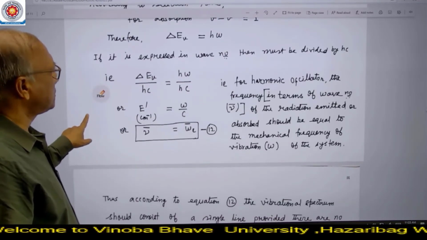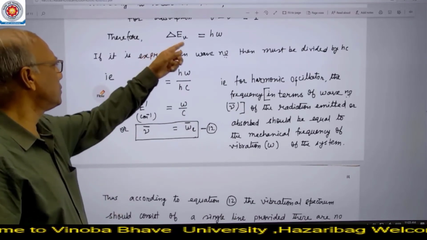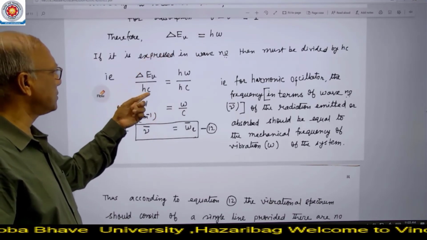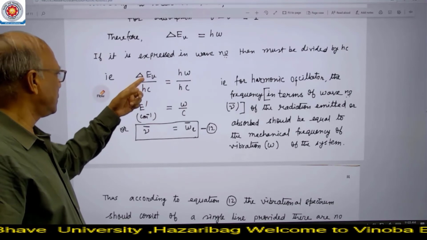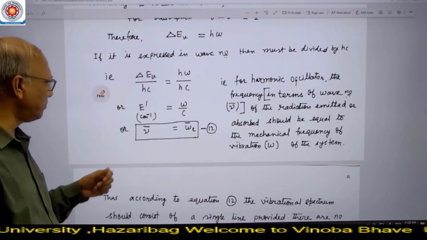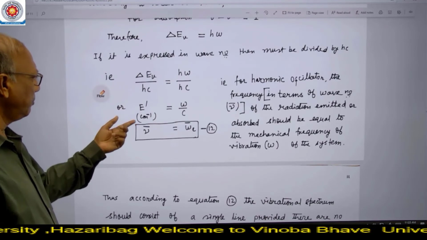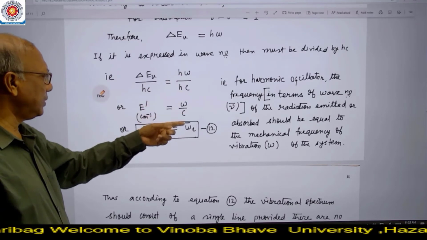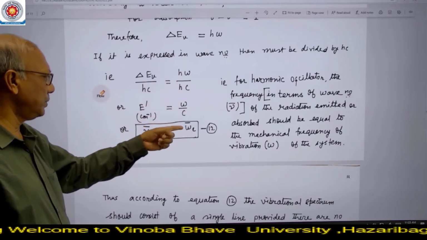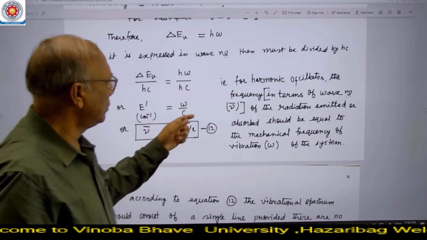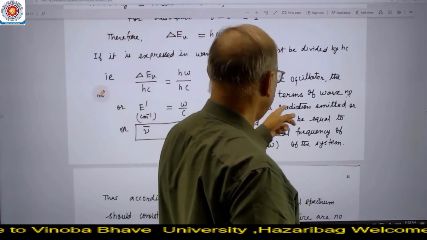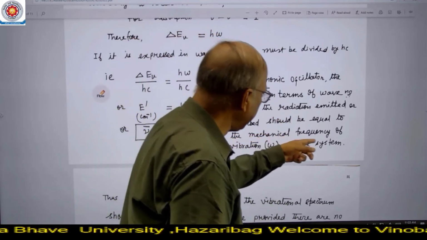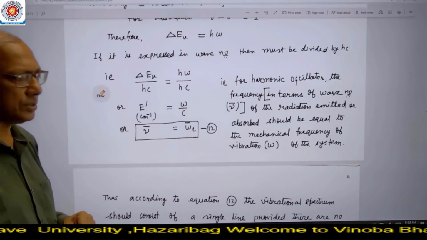If it is expressed in terms of wave number, then this equation must be divided by hc on both sides. When divided by hc on both sides, this is converted into E single prime in terms of the wave number, and this becomes omega by c, represented by omega e bar. So for a harmonic oscillator, the frequency in terms of wave number of the radiation emitted or absorbed should be equal to the mechanical frequency of the vibration of the system.